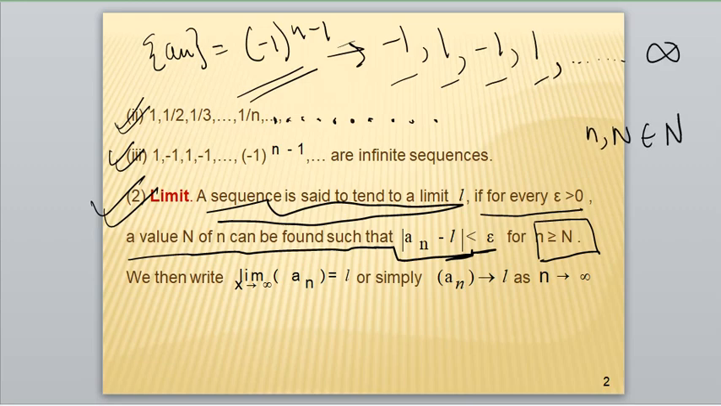In simple words, you can write the limit as n tends to infinity, an tends to L, or simply as an tends to L as n tends to infinity. Now we continue on to our next slide.